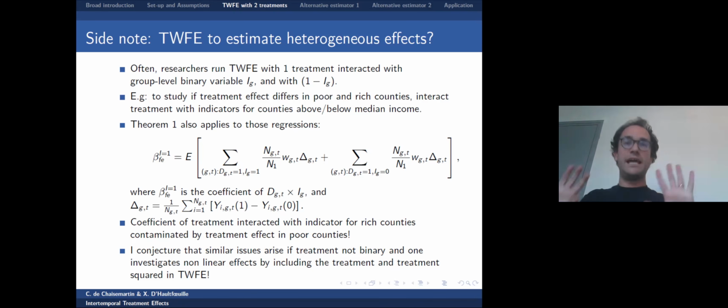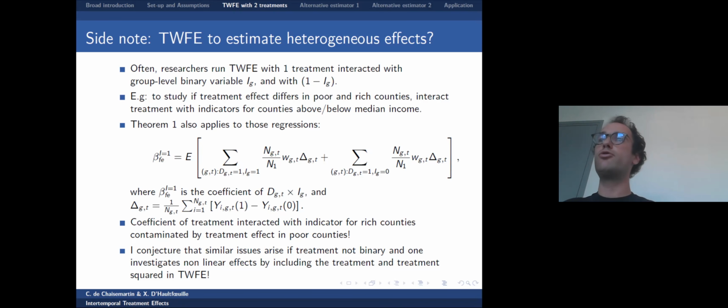So now, just a side note, let's get back to a setup with only one treatment. Oftentimes, researchers want to use two-way fixed effects to look at heterogeneous treatment effects. And the way they do that is that they interact their treatment with a group level binary variable I_g and with 1 minus I_g. For instance, you want to know if the treatment effect differs in poor and rich counties. You're going to interact your treatment with an indicator for counties above the median income and an indicator for counties below the median income.